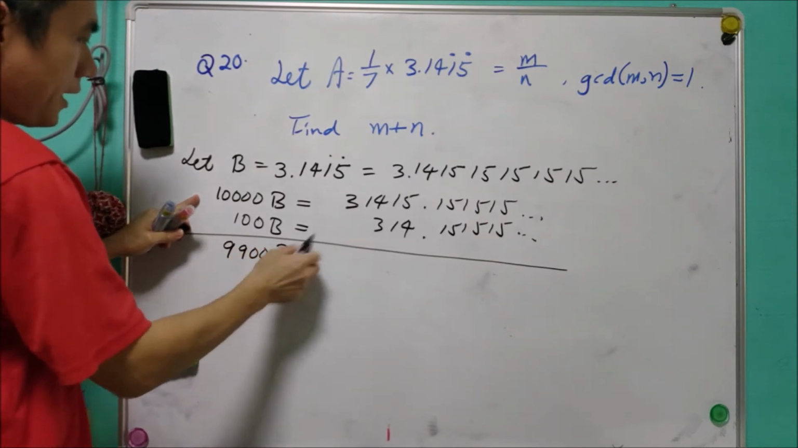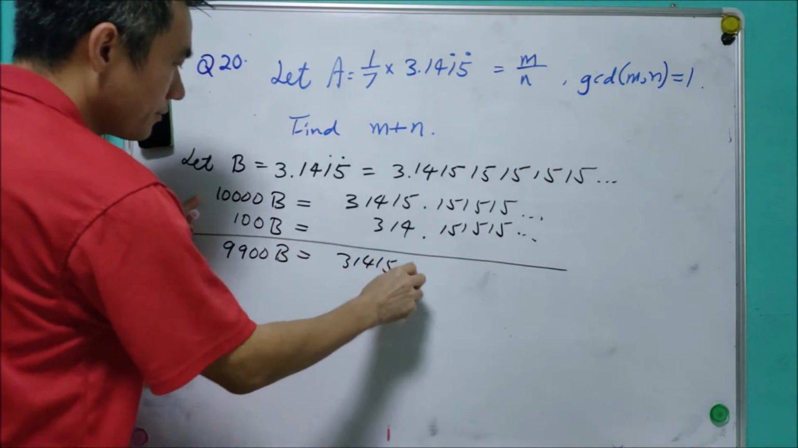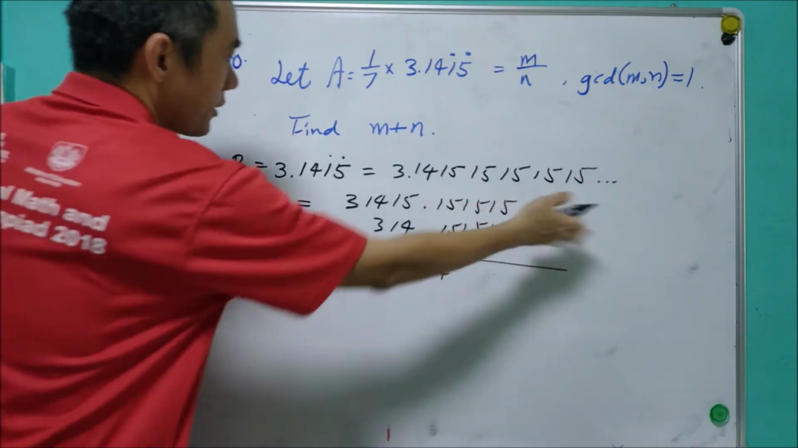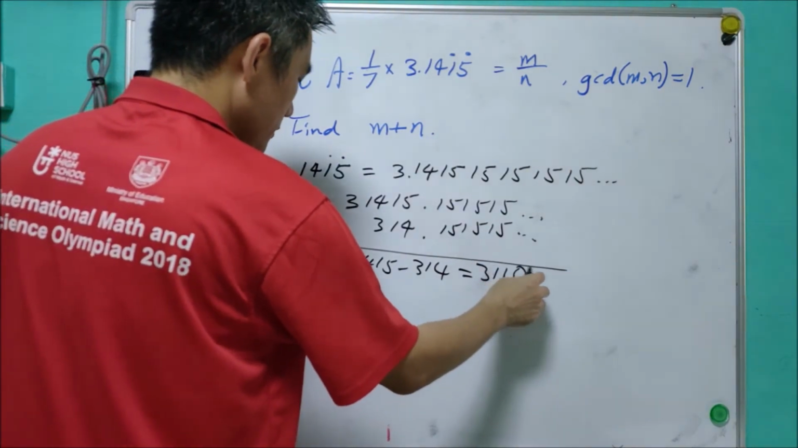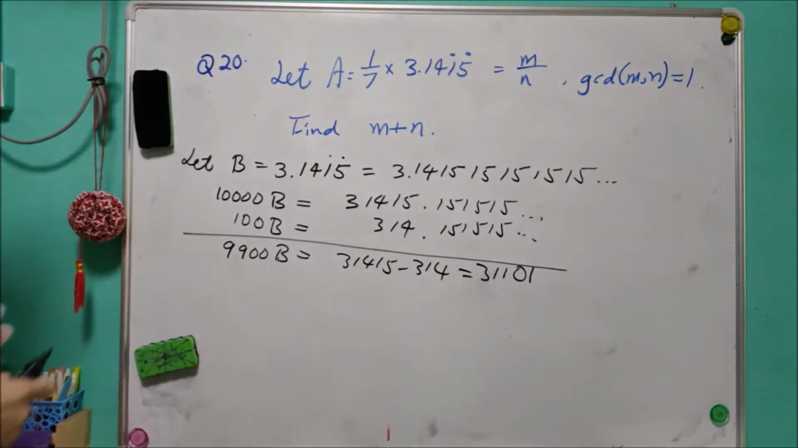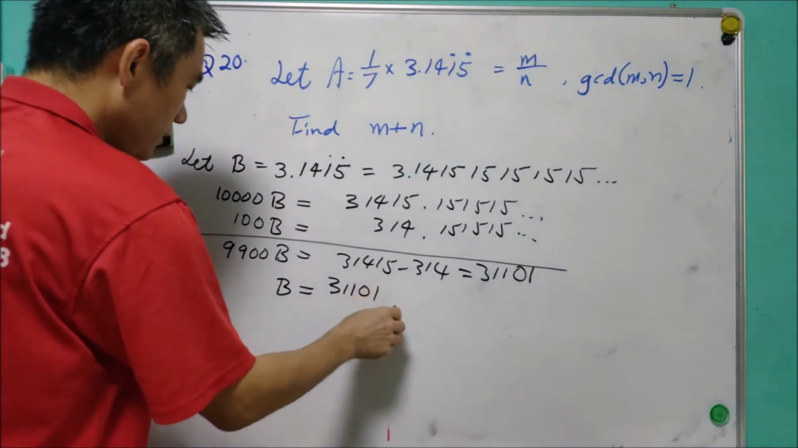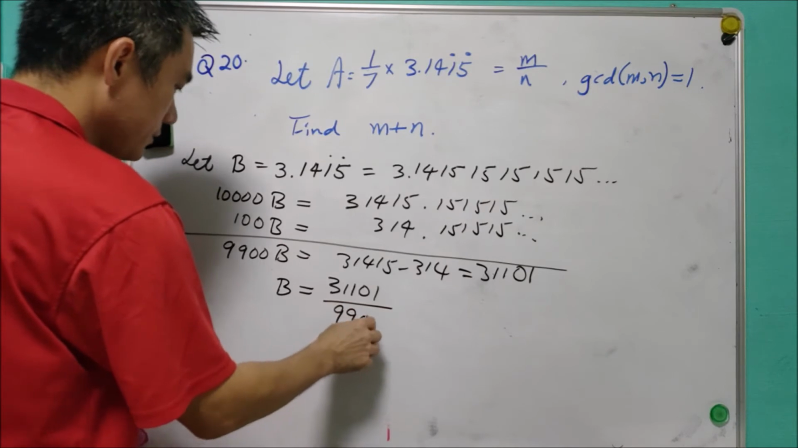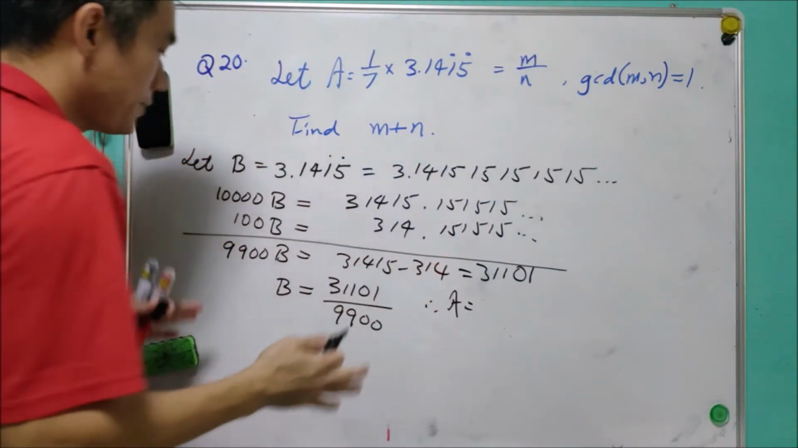The difference will be 9900b, and this is simply equal to 31415 minus 314. The rest will be cancelled off. This is equal to 31101. And therefore, b equals 31101 over 9900.